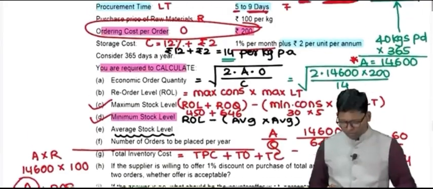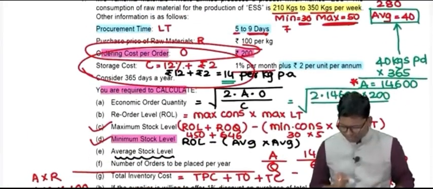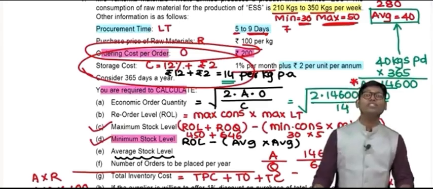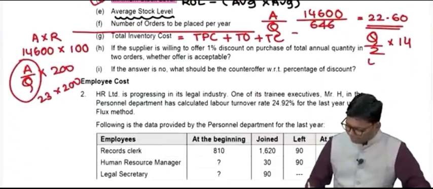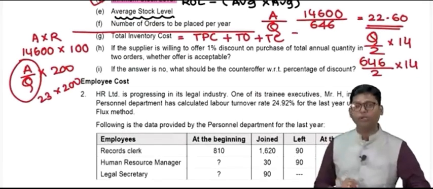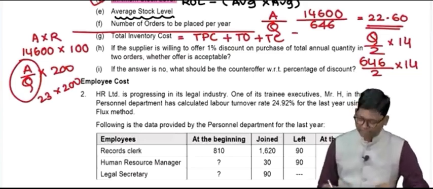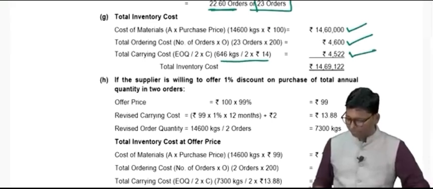So, where did you get this 14 rupees? 14 rupees was computed by us while discussing the storage cost. So, storage cost is 14 rupees. Each order contains a quantity of 646 kgs. You should divide it by 2, and then multiply it by 14, and you will get your carrying cost. And see here, carrying cost is computed as 4,522.